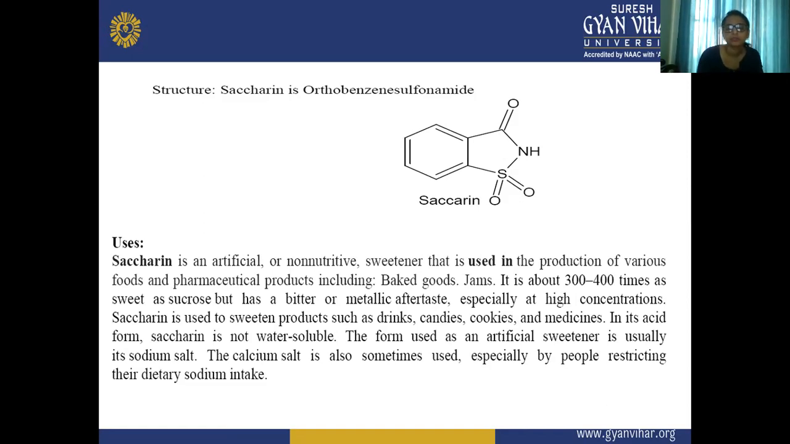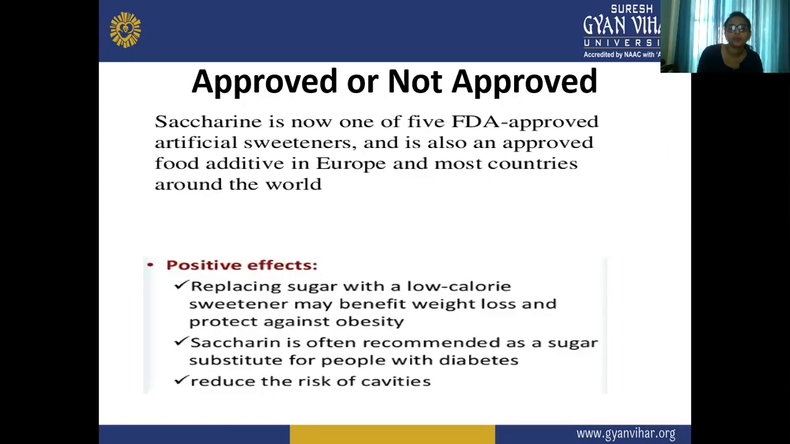In its acid form, saccharin is not water soluble. The form used as an artificial sweetener is usually its sodium salt. The calcium salt is also sometimes used, especially by people restricting their dietary sodium intake. So here, approved or not approved. Saccharin is now one of the five FDA approved artificial sweeteners and is also an approved food additive in Europe and most countries around the world.